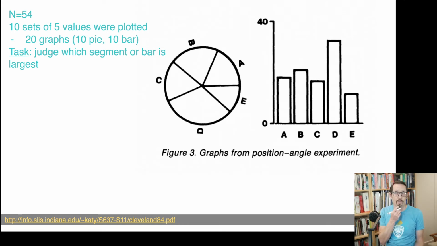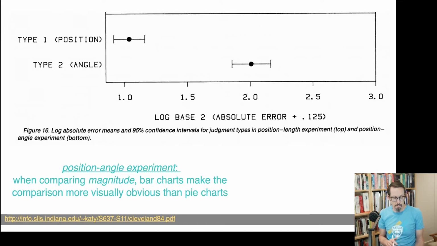For 54 people that were judging a bunch of different charts in either pie or bar format, the task was to judge which segment or bar is the largest. And people did a lot better when we had position, versus angle information. So angle is the pie chart. So when comparing magnitude, bar charts are way better than pie charts, just like you experienced.